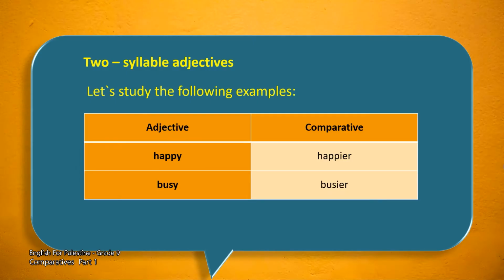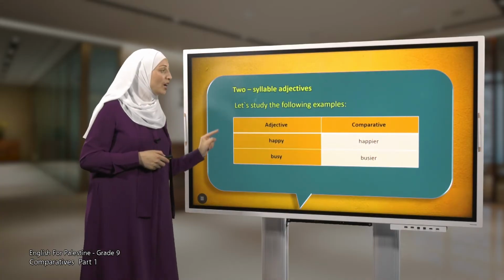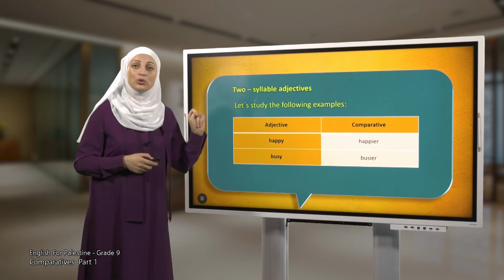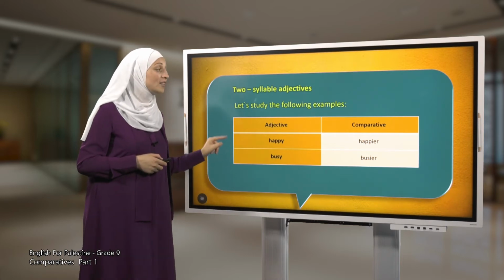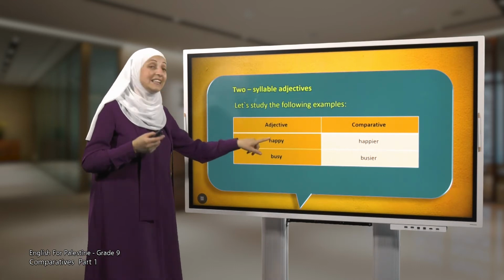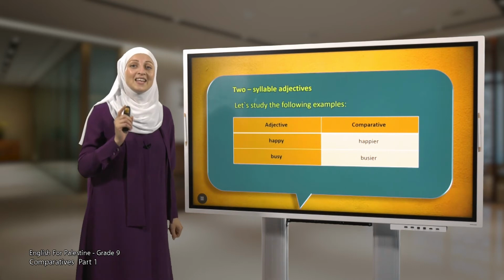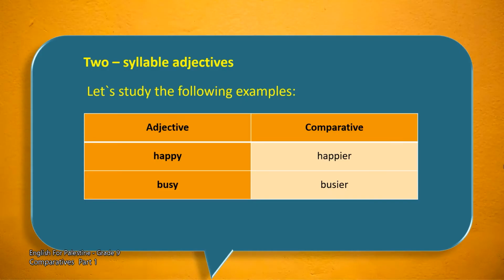Let's see some examples. So now, let's study the following examples. I have an adjective here, happy. Happy ends with Y. If I want to compare between two people or two things using happy, it becomes happier. What did I do? I delete the Y, then I add ER. The same here, busy, it becomes busier.